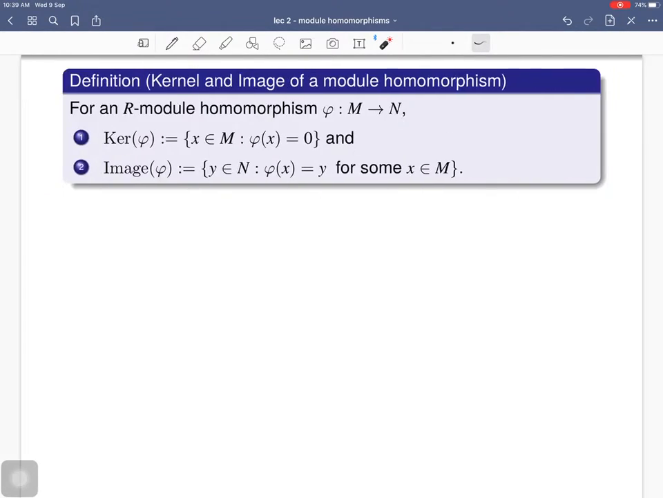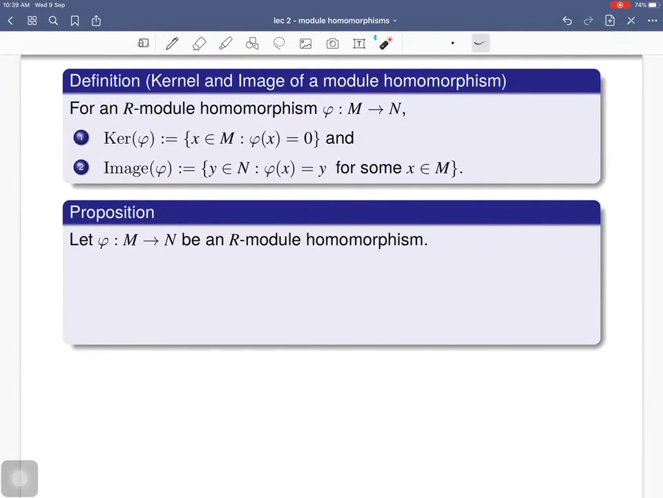And the second one is the image of phi. By definition, it is just the collection of all the images of this map phi. That means the collection of all those elements in the codomain which come from the domain via this map phi. That means there exists x such that phi of x equals y. So it is the collection of all the images.